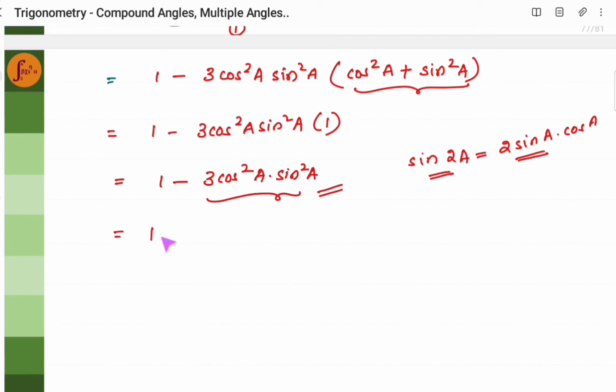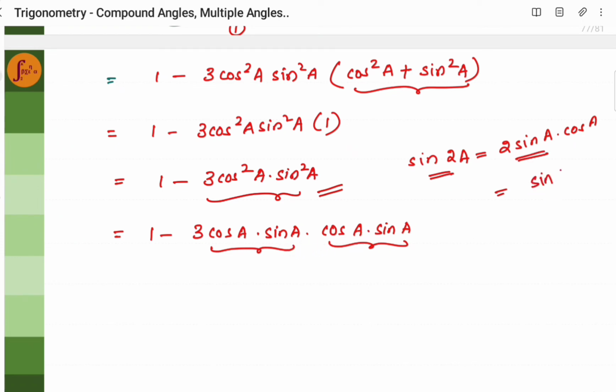So what I can do here is I can split this. 3 cos a into sin a into cos a into sin a. I have split this, cos a 2 times and sin a 2 times. So now I have cos a sin a, I have cos a sin a, which is what is there in sin 2a. If I shift this 2 here, it will be sin 2a by 2, correct? This is multiplication. If I shift, it's going to become division. Sin 2a by 2 is sin a cos a.